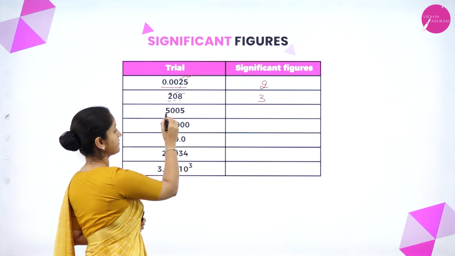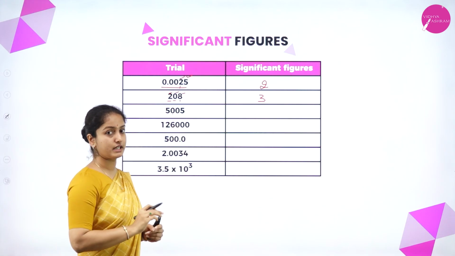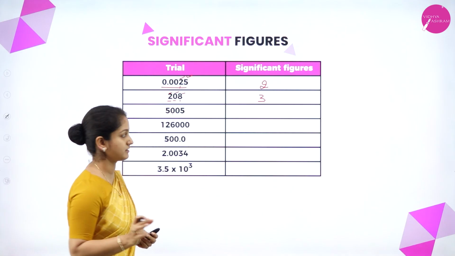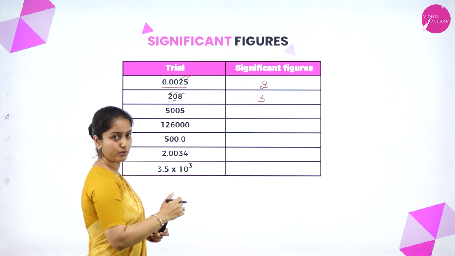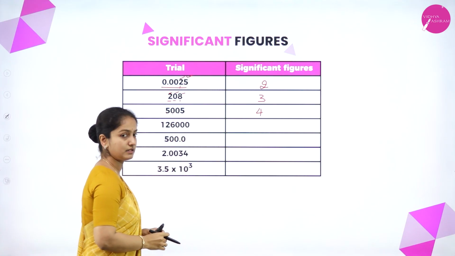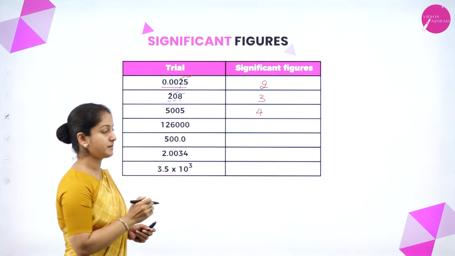So, next number is 5005. There is no decimal, but zeros are in between 2 non-zero digits. So, all 4 are to be counted. 1, 2, 3, 4. So, there are 4 significant figures in this number.